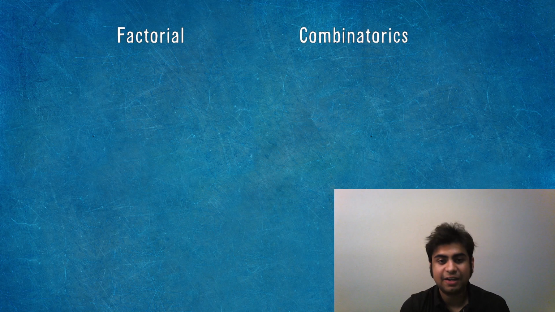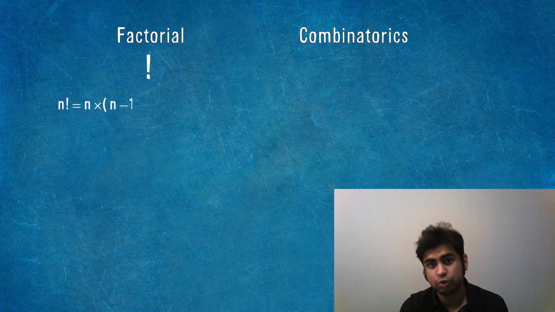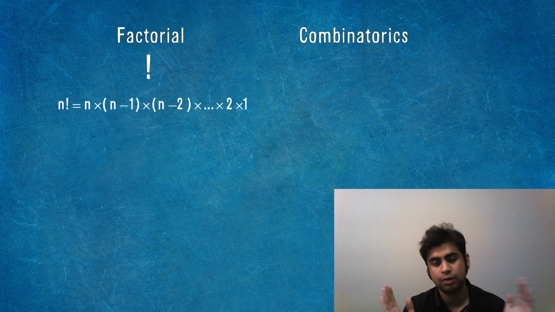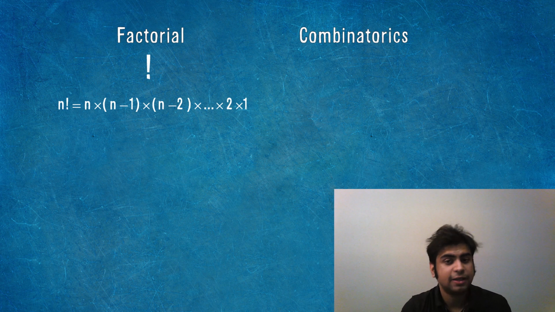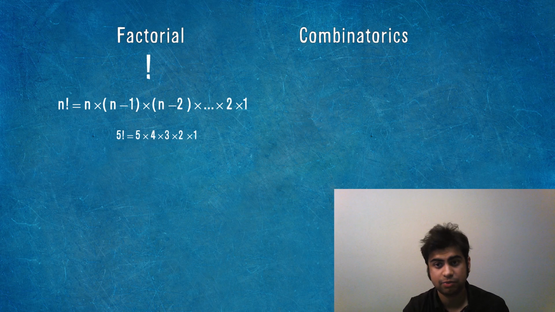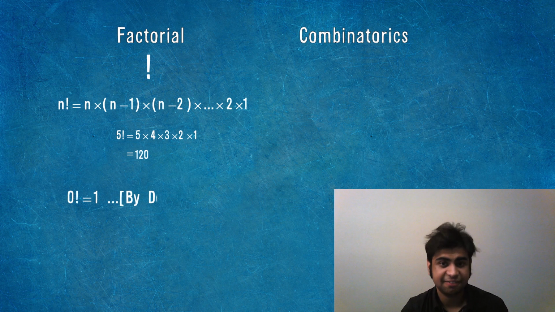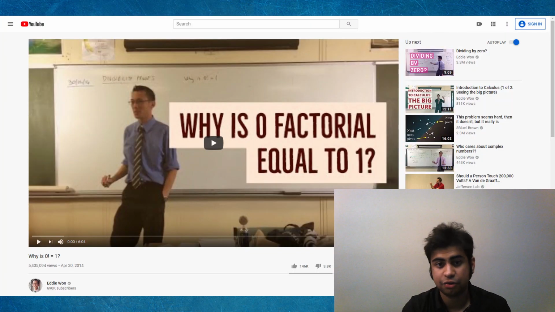First of all, factorial is represented by the exclamation symbol, and the formula is n factorial equals n times n minus 1 times n minus 2 all the way up to 1. That might look scary, but the application is quite simple. Trust me. 5 factorial is 5 times 4 times 3 times 2 times 1, which is equal to 120, and 0 factorial is 1 by definition. I'm not going to explain why 0 factorial is 1 because that is a topic that deserves its own independent video. Go check out this video by Eddie Wu if you're curious.